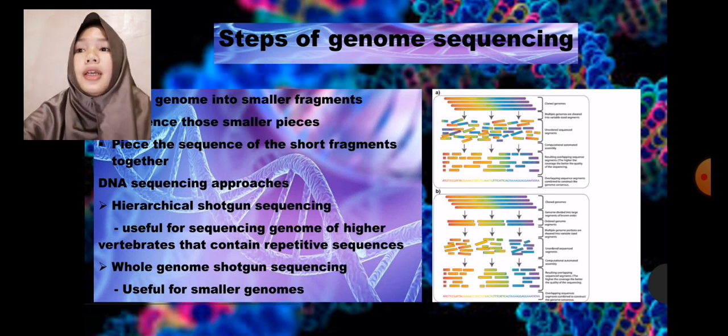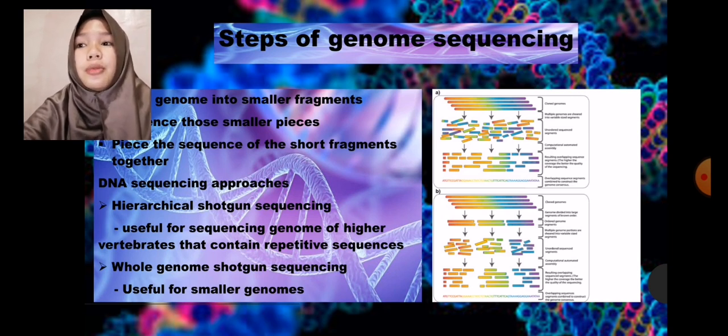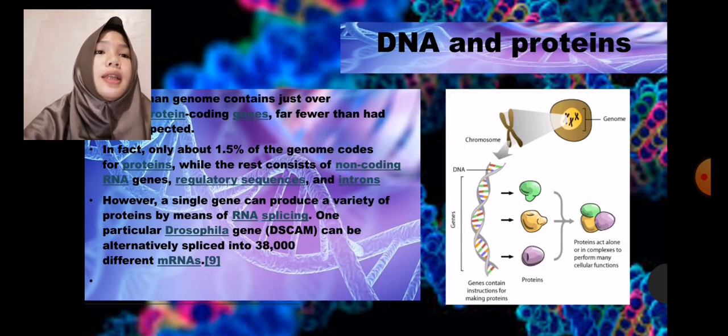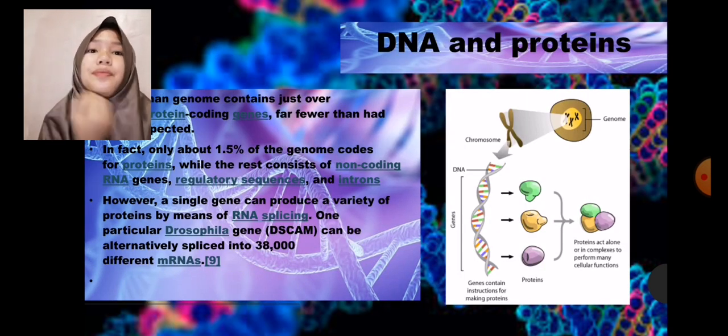So during whole genome sequencing, researchers collect a DNA sample and then determine the identity of the 3 billion nucleotides that compose the human genome. The very first human genome was completed in 2003 as part of the Human Genome Project, which was formally started in 1990. So, we have DNA and proteins.